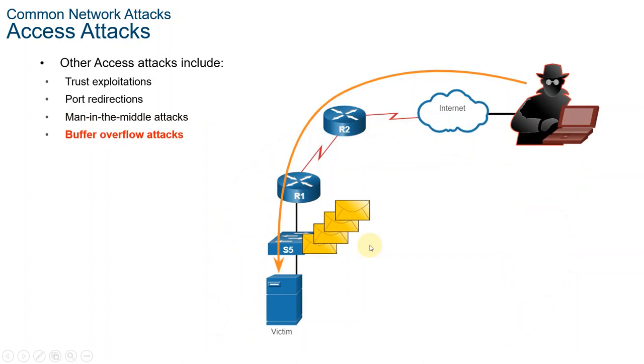Okay, so the next one would be buffer overflow attacks. In a buffer overflow attack, the threat actor exploits the buffer memory and overwhelms it with unexpected values. This usually renders the system inoperable, creating a denial of service or DoS attack. The figure here shows that the threat actor is sending many packets to the victim in an attempt to overflow the victim's buffer. So we call it buffer overflow attacks.